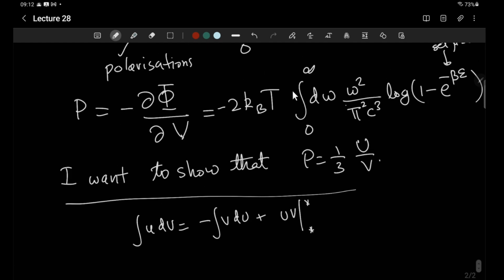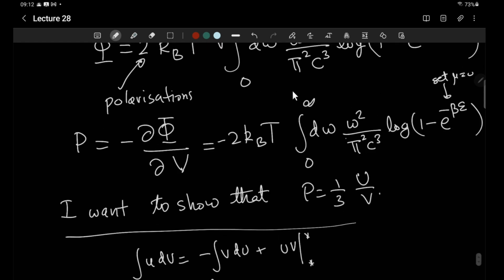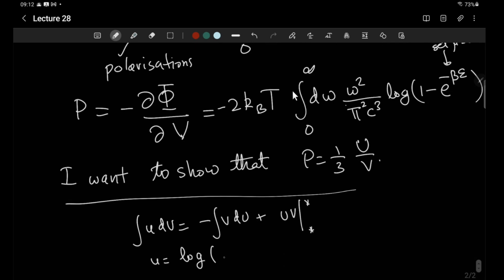So please help me, because what I want to do is get rid of the log. So I want to take u to be, say, log of 1 minus e to the minus beta epsilon, and epsilon is h bar omega. And what is dv? I can take it to be omega squared d omega. Don't worry about the pi squared c cubed, I'll pull that out. Is this fine?